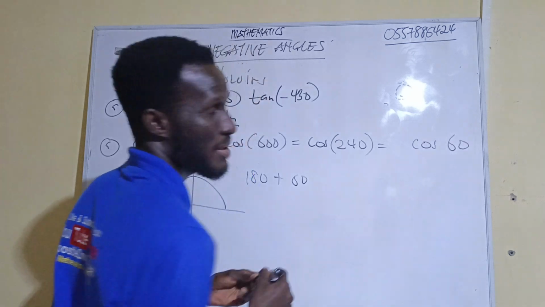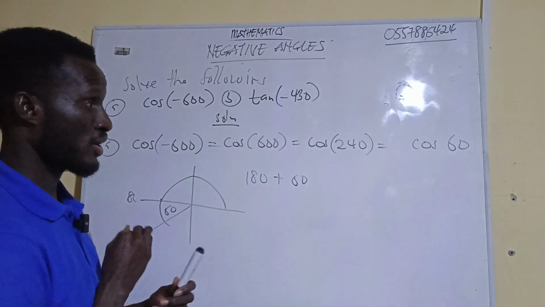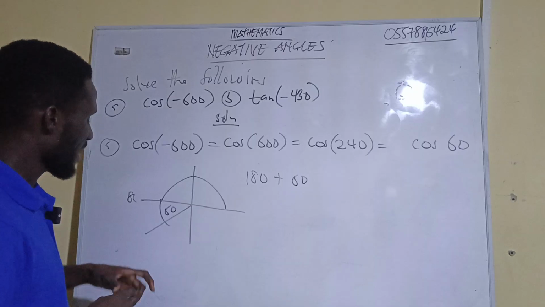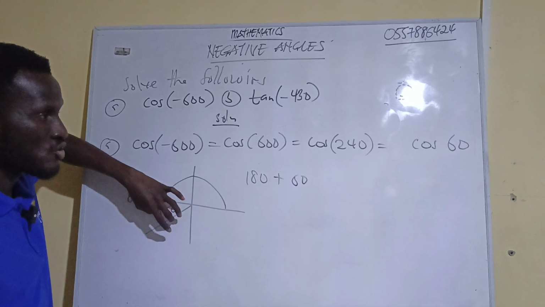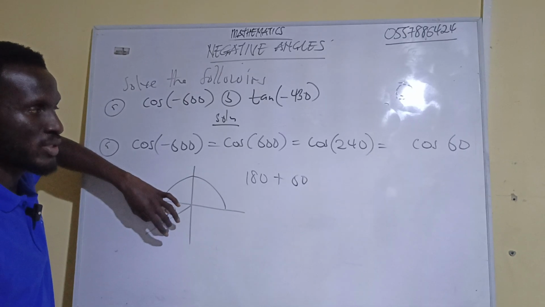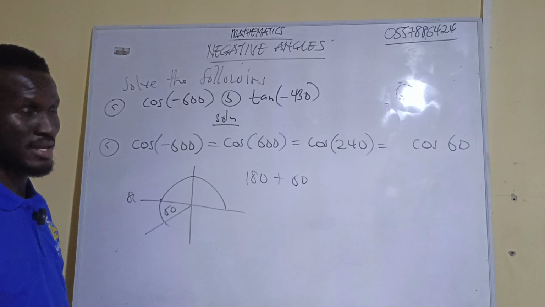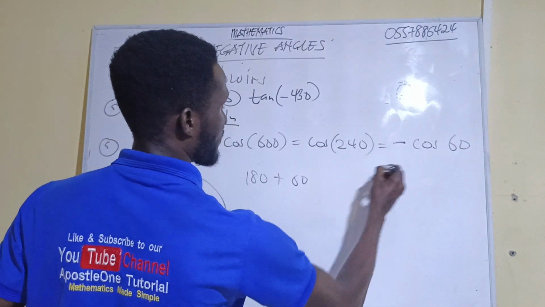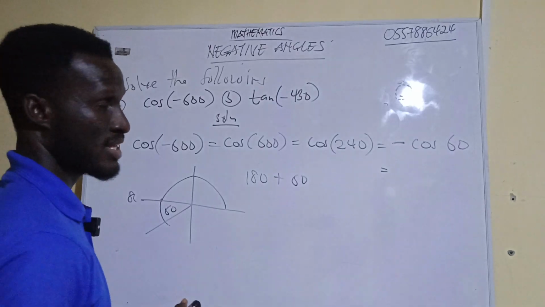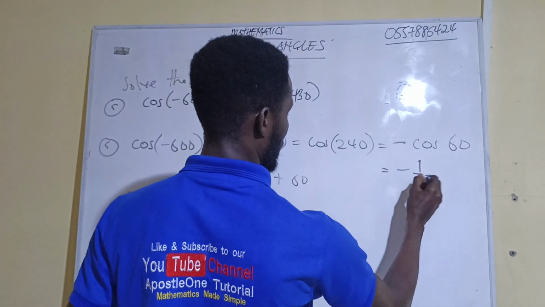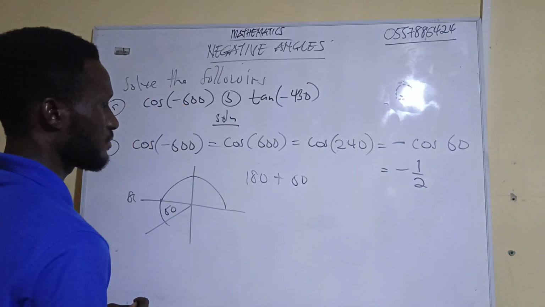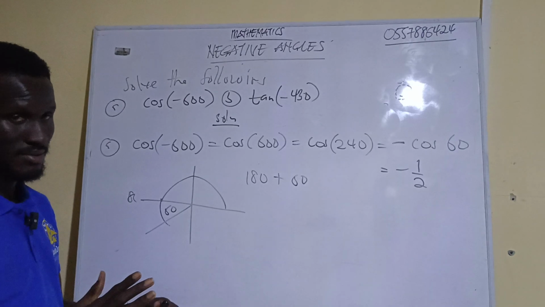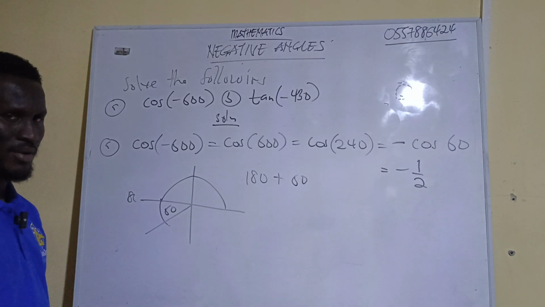Before this, I need you to go and watch the previous video so you can solve this one. Now in this particular third quadrant, the cosine is negative. Only tan is positive. So I need to negate this one. Cos 60 is 1 out of 2, so we're going to get negative 1 out of 2. You see how simple it is? Yes, it is very simple.